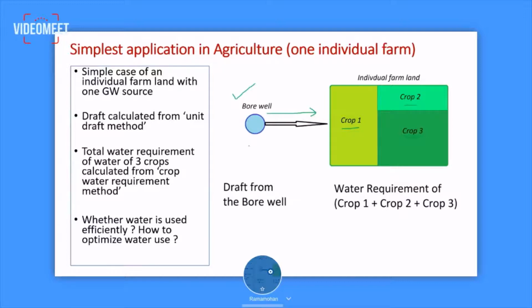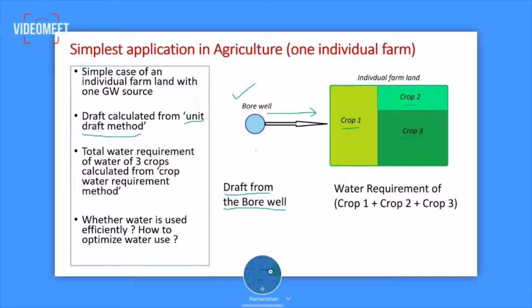Here is the unit draft. Unit draft is the amount of water that is pumped out from a borewell per 1 hour. For example, if a given borewell has a yield of 8,000 liters per hour, that is the unit draft per hour. So what we are interested in is the draft from the borewell, that means the amount of water that is taken out, extracted.